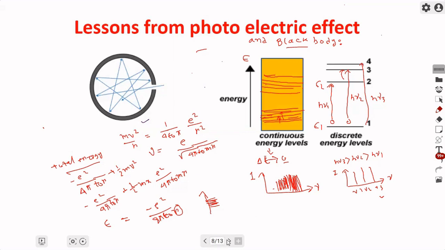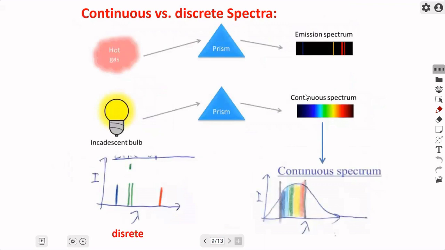But we don't see that. When we analyze the spectrum of a hot gas, we get some discrete lines, like the ones I already showed you. But what is expected from our calculation is a continuous spectrum, where all values are possible, which is not the case in the atomic spectrum.